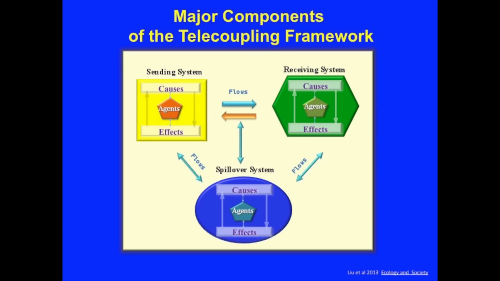Right? So in each system, there are 3 major components. The causes are the reasons behind the flows. The agents are the entities which facilitate the flows. The effects are the consequences of the flows. So within each system, we have those 3 components. And then here we consider the flow from the sending system to the receiving system, but the receiving system also has feedbacks on the sending system.